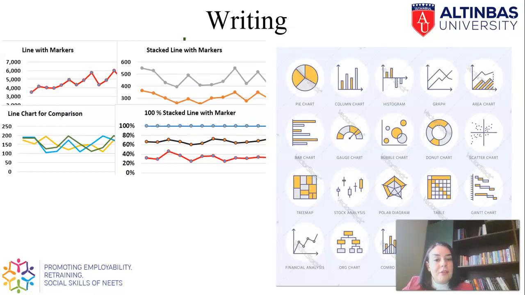When we look at the different types of visuals, here you can see a line chart with markers, stacked line with markers, and line charts for comparisons of different lines showing different things. So here we are seeing pie chart, column chart, histograms, graphs, area charts, scatter charts, bubble, donut, radar charts, tree maps, stock analysis, financial analysis, Gantt charts, and tables.